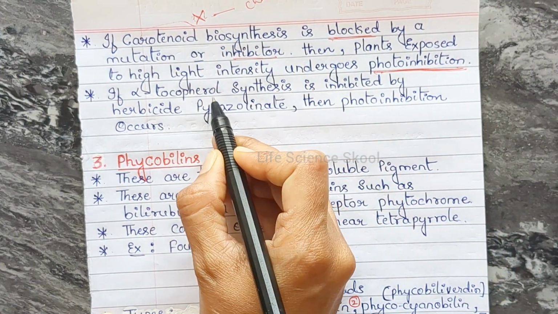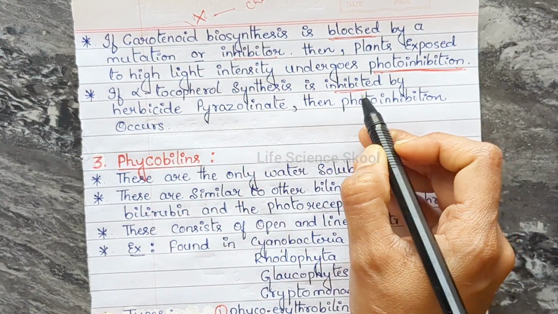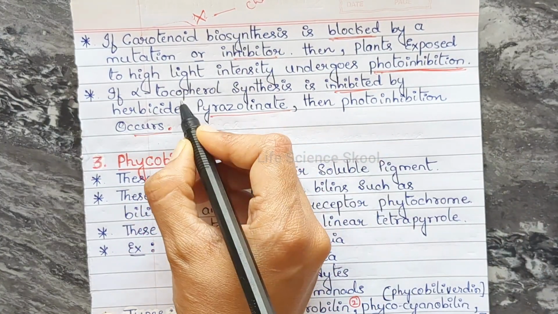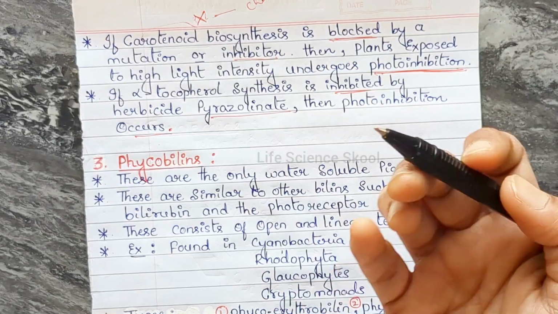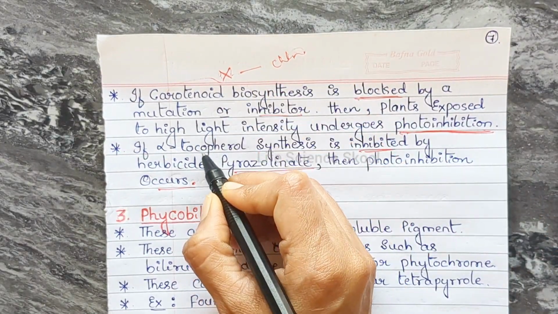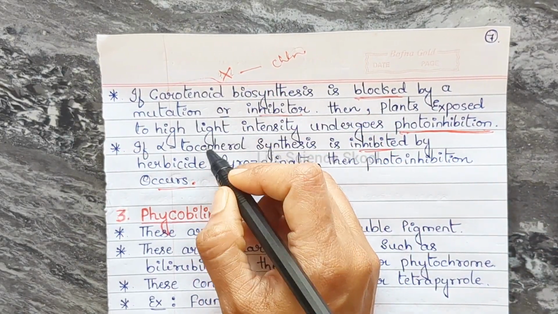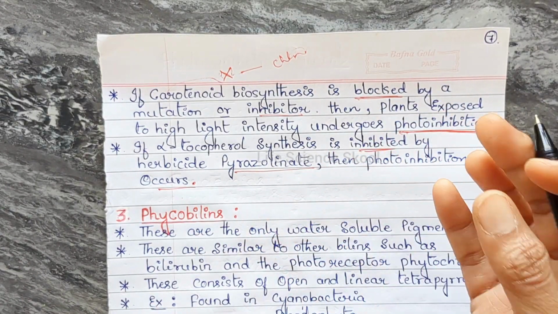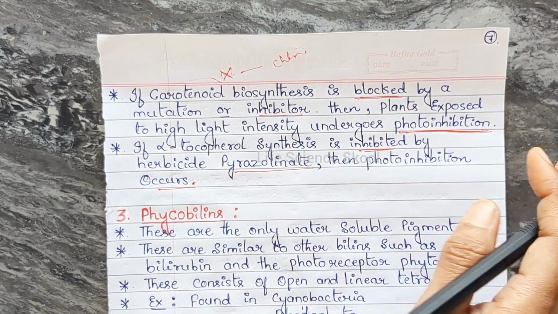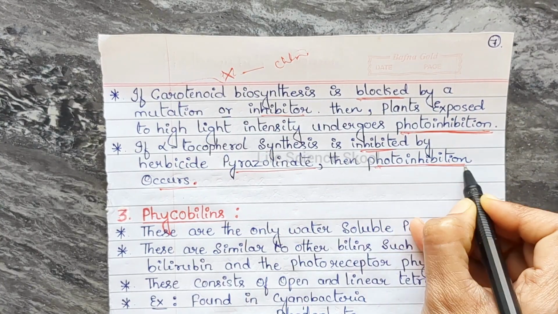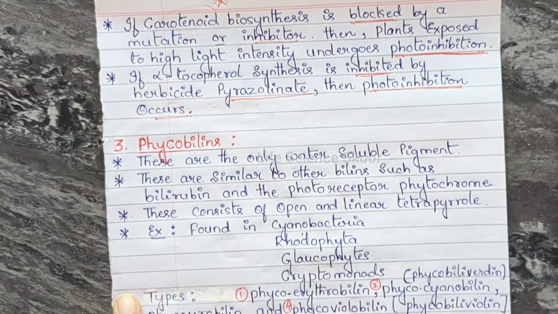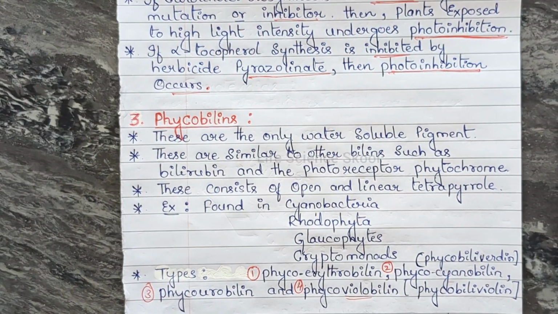Next, if alpha tocopherol synthesis is inhibited by a herbicide called pyrazolynate, then photoinhibition occurs. Again, obviously, if either carotenoid or alpha tocopherol is inhibited or blocked, if these are not present or not synthesized in the plant, then it leads to photoinhibition. And you have to remember this herbicide here, that is pyrazolynate. Okay, that's about the carotenoids.